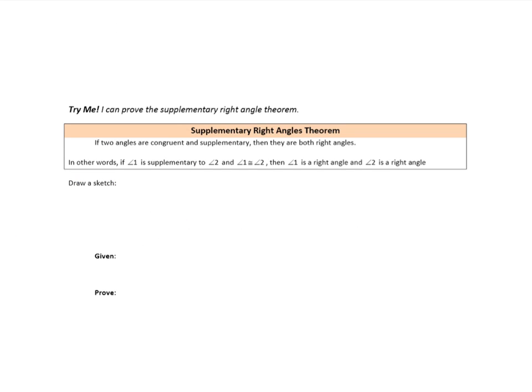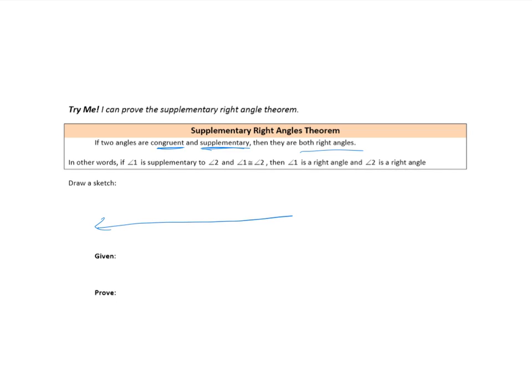Now, I want you guys to try this one on your own. I know, it's a challenge. I'm going to help get you started, okay? By setting it up for you, but then I want you to do it on your own. So, if two angles are congruent and supplementary, then they are both right angles. So that's the sketch. I have congruent supplementary angles.